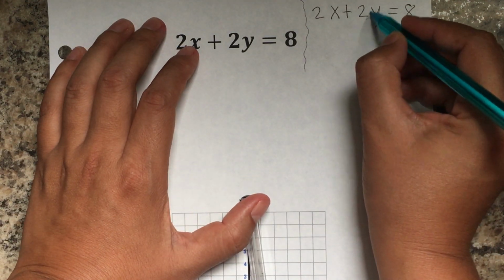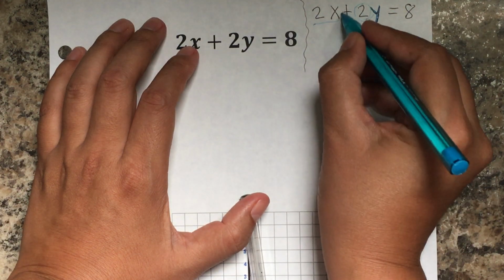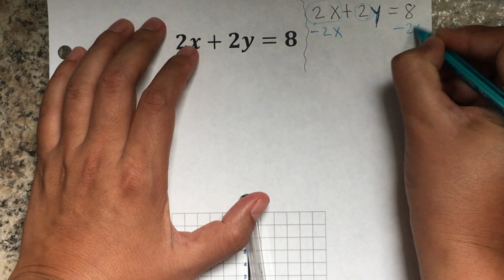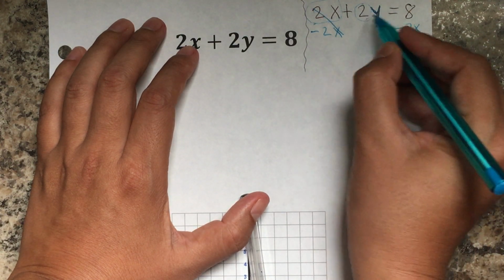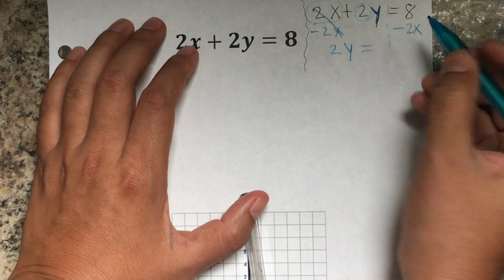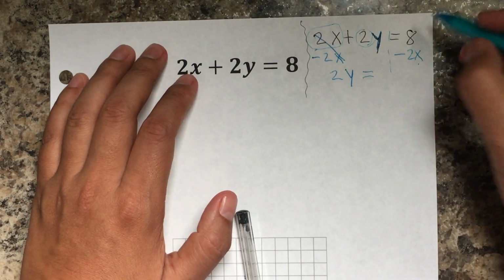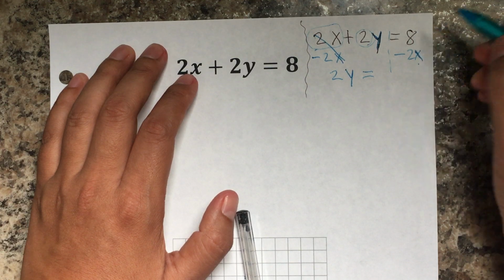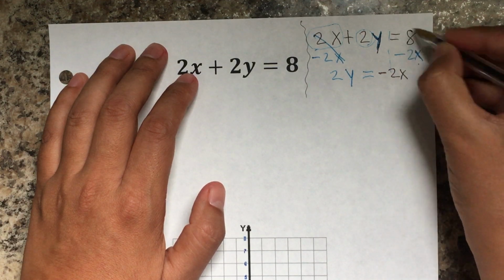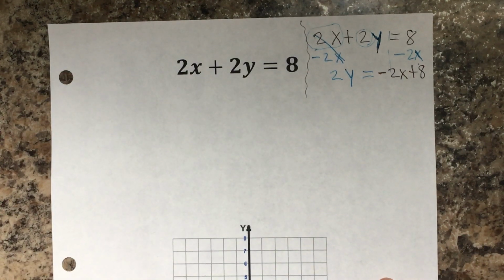I cannot get rid of this 2 that is right next to my y. I have to get rid of this whole term first. And since it's positive, I'm going to subtract 2x on both sides. This cancels. And so on this side, I'm going to end up with 2y. I'm going to bring down the equal sign. And you have to be very careful in here. We cannot combine variable terms with constants. So I'm just going to copy the negative 2x and put plus 8. Okay, they are two different terms, they cannot combine.